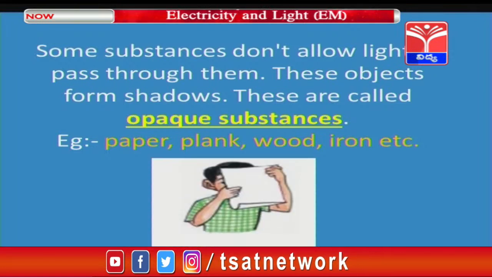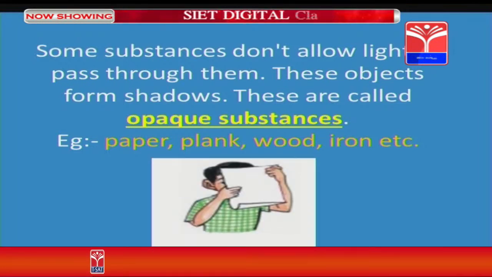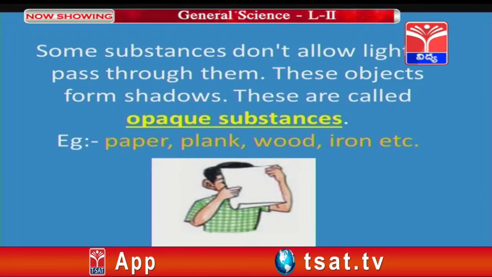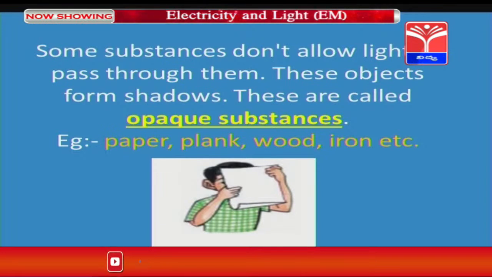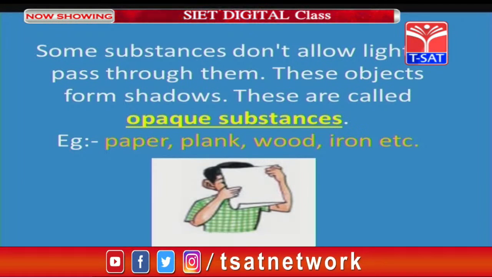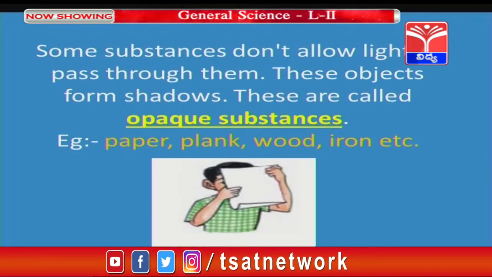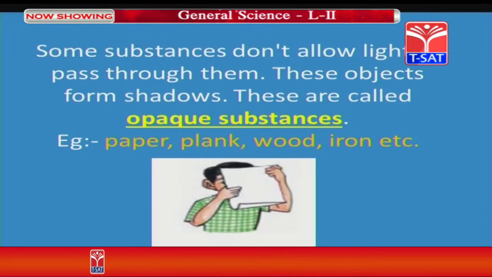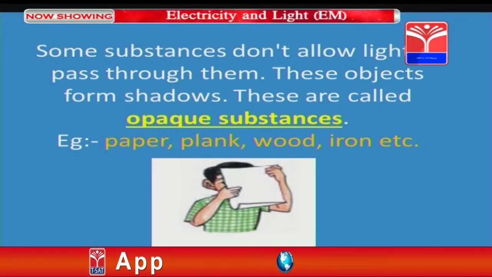Now let us see. Now a small boy is observing through the paper. Nothing is visible to him. It is an opaque object. Instead of it, if you replace it with a plank or your writing pad, will the other person be visible to you? No, such objects are called opaque objects. Light won't pass through them, you must remember it.